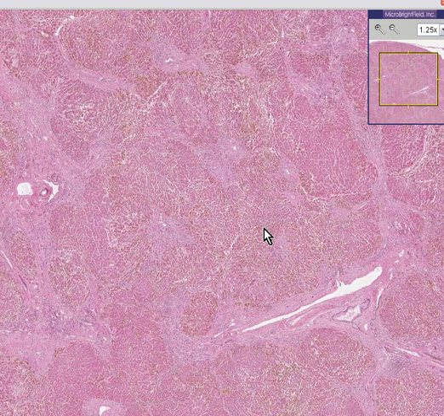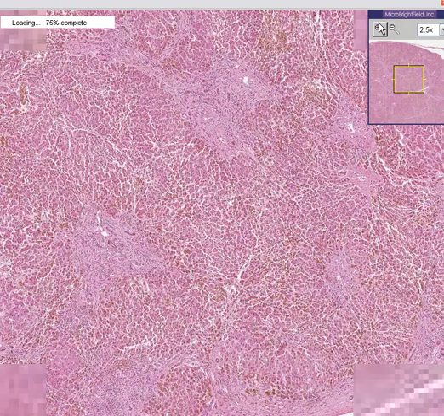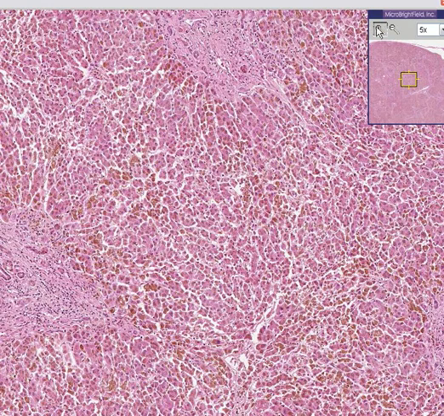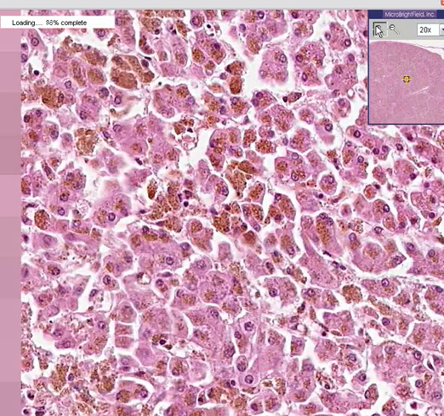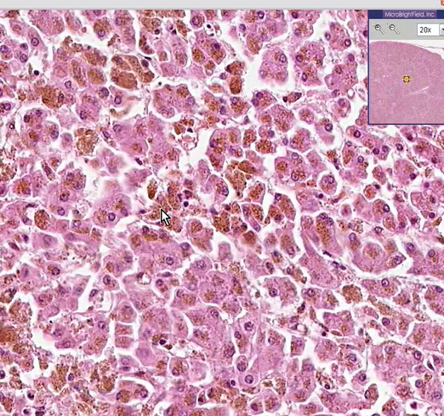This is clearly a cirrhosis, and it is a cirrhosis secondary to iron overload disease, which is called hemochromatosis. Look at all of these brownish granular hemosiderin granules within the hepatocytes.